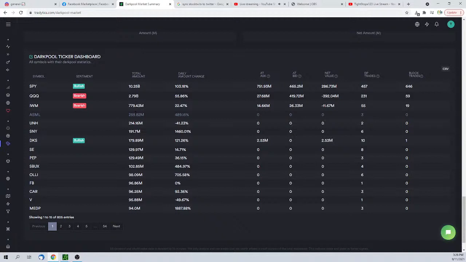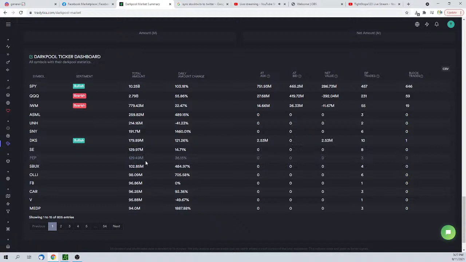they purchased 259 million in dark pool on ASML. And I'll pull up ASML on the next screen, and then I want to look at, so like this, SNY has a 1400% change in volume on dark pool. So that's something you'd want to take a look at when you start seeing these massive percent gains.